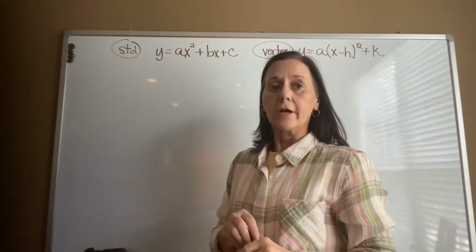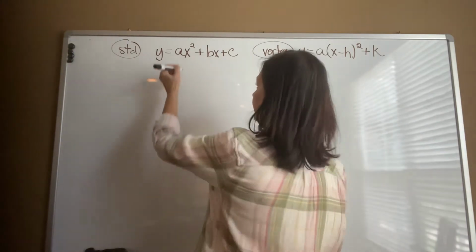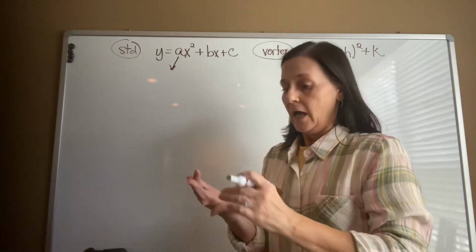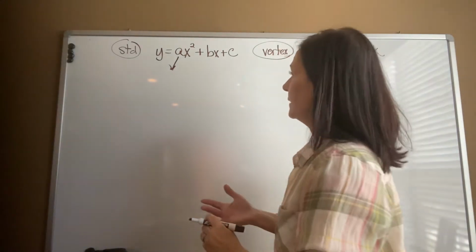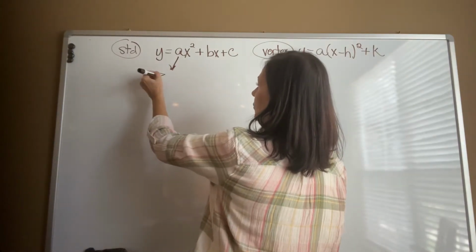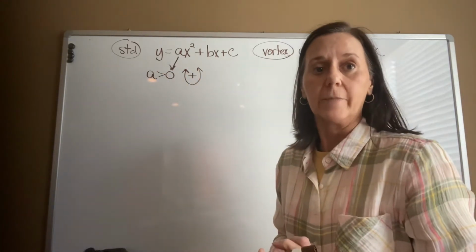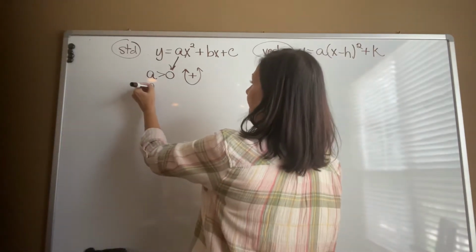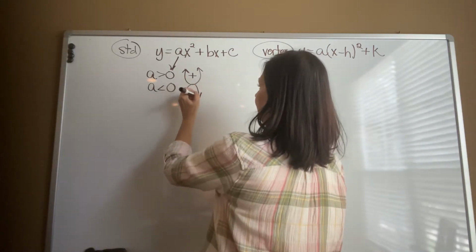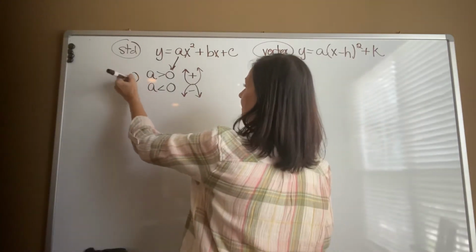We'll always start in the standard format, our equations. And we'll ask ourselves two questions. We'll ask ourselves, does it open up or down? And what is the y-intercept? All right, the a value tells us if it opens up or down. If a is greater than 0, it's going to open up. In other words, if a is a positive value, it's going to open up. If a is less than 0, then it's going to open down. In other words, if a is negative, it opens down. So that's one thing we're going to ask ourselves, all right?